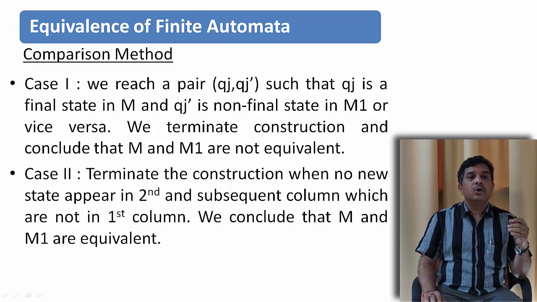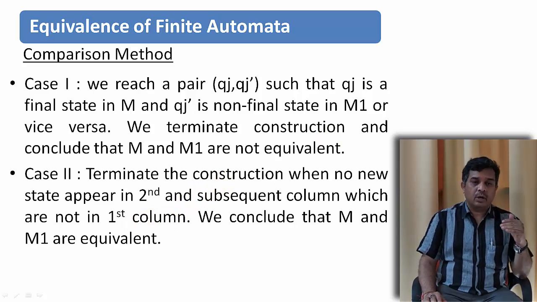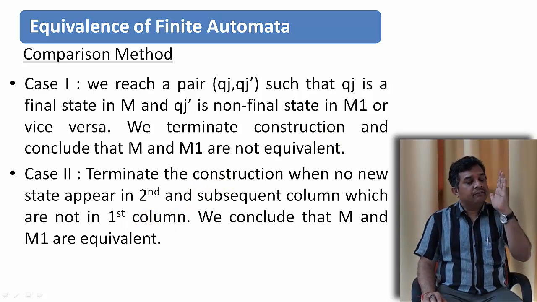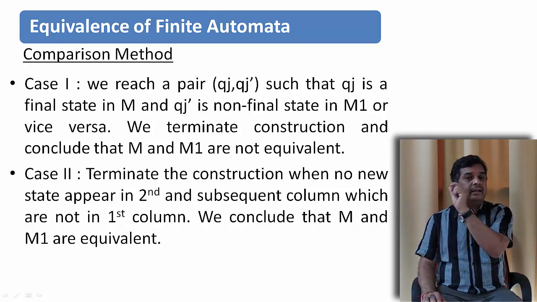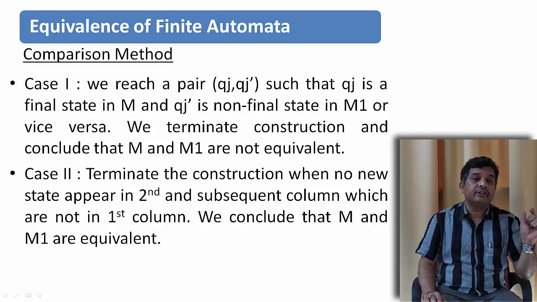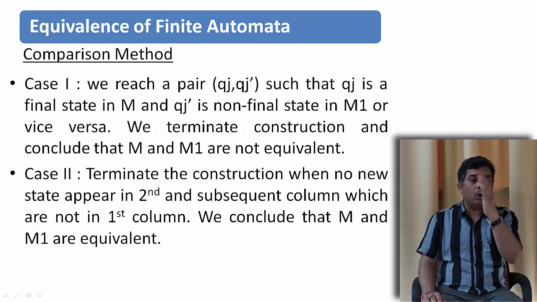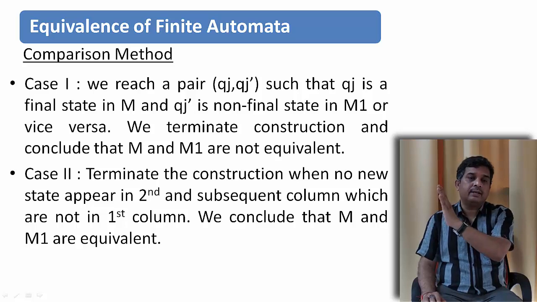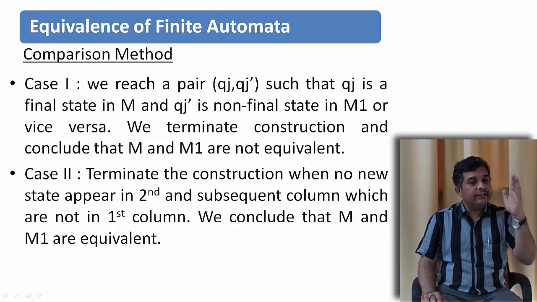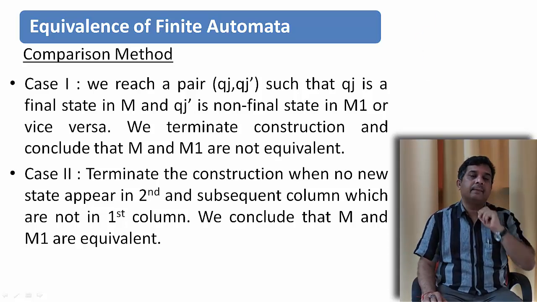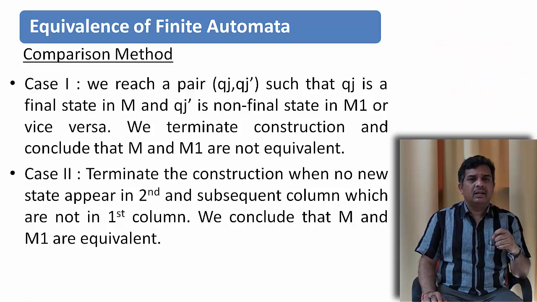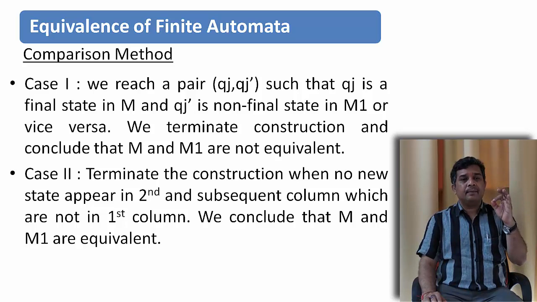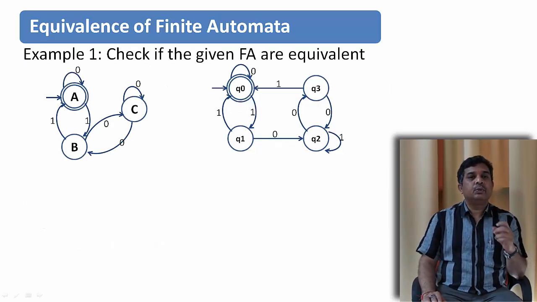In the second case, we keep on adding row after row and check from the second column to the subsequent columns. If any new state appears, that state must appear in the first column also. If all the states from the second to last column have appeared in the first column itself, we stop and say that the finite automata M and M1 are equivalent. From a theory point of view, it may look a little bit difficult, but when we do an example, it will be very easy. Let us do an example.